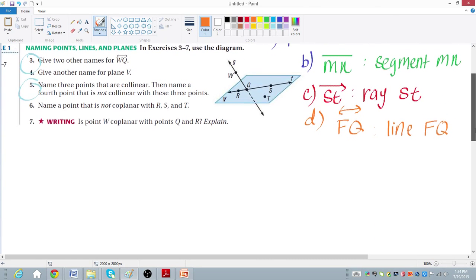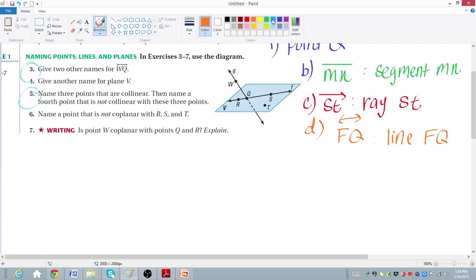Number 3. I'm doing the odds. So this is saying give two other names for line WQ. So something about a line is that any 2 points determine a line. So for number 3, let's say a line looks like this. Any 2 points, you could determine the name of that line.